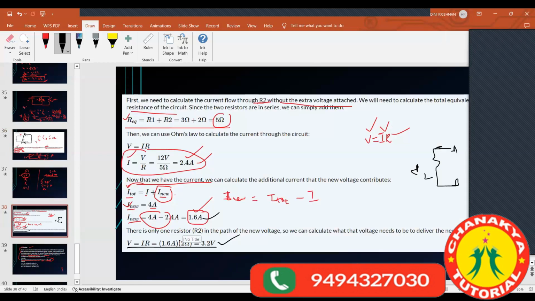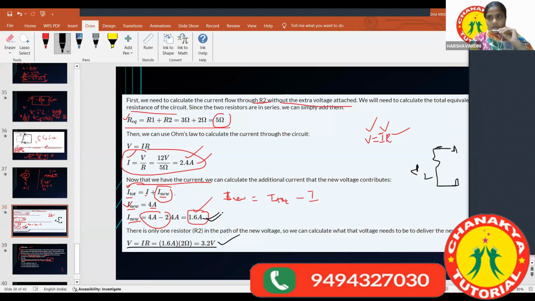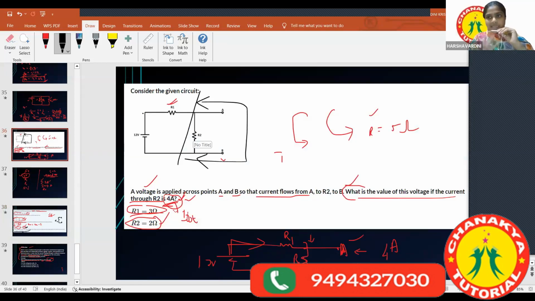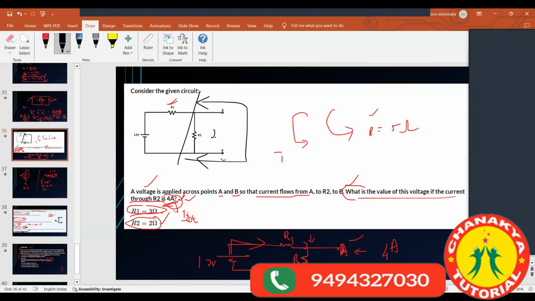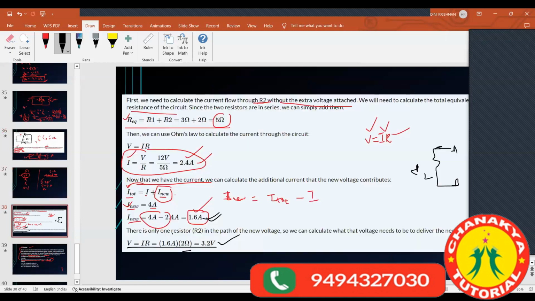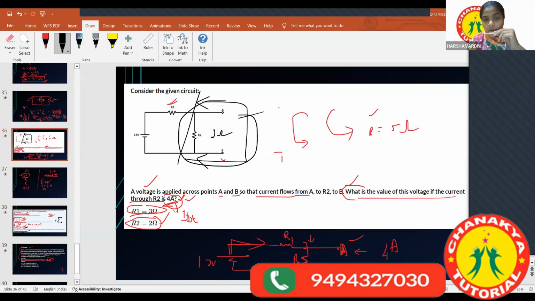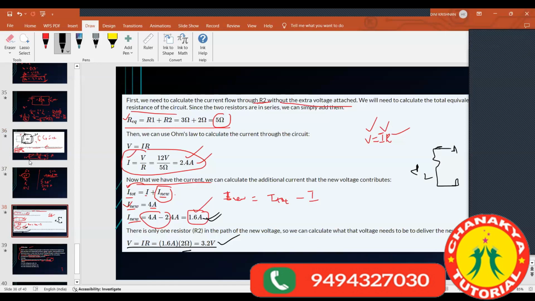So we have found 1.6 ampere as the current, and then 2 ohms. Why are we taking only 2 ohms? Because we need only R2. R1 is not in the scenario. So only 2 ohms we have to consider. 1.6 into 2 is equal to 3.2. So the voltage that is passing through A to B is only this part. What is the voltage? 3.2. Okay.